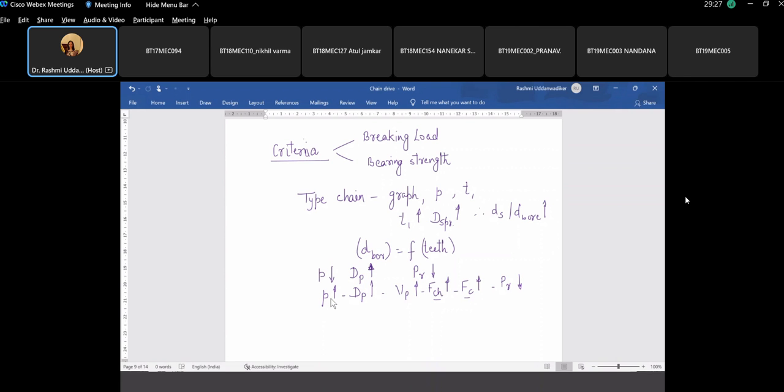So how do we check for the strengths is using the first criteria, which is the breaking load.